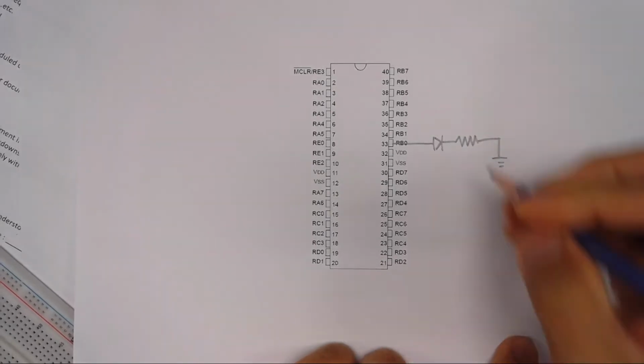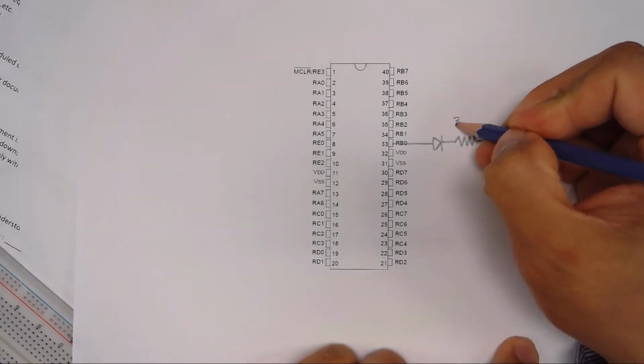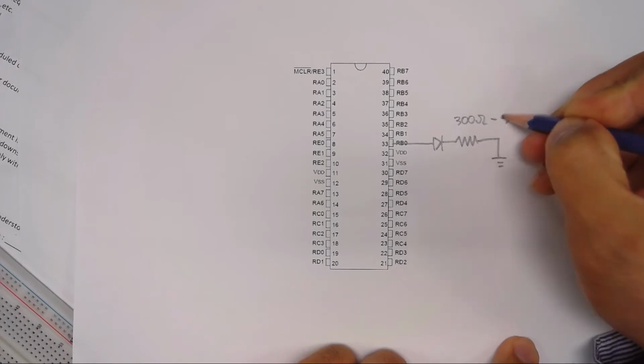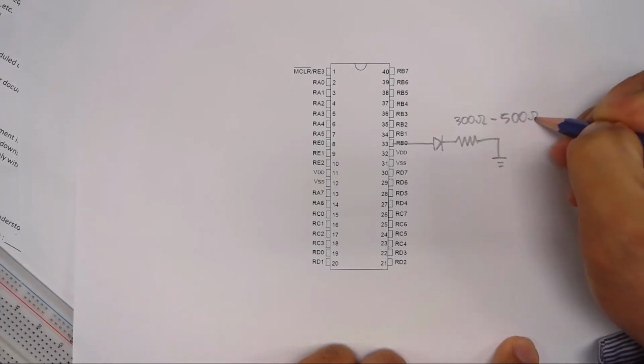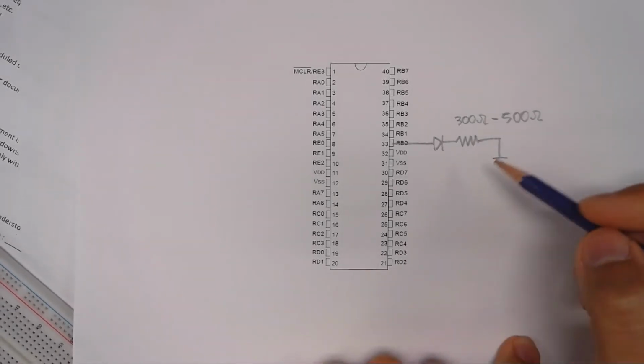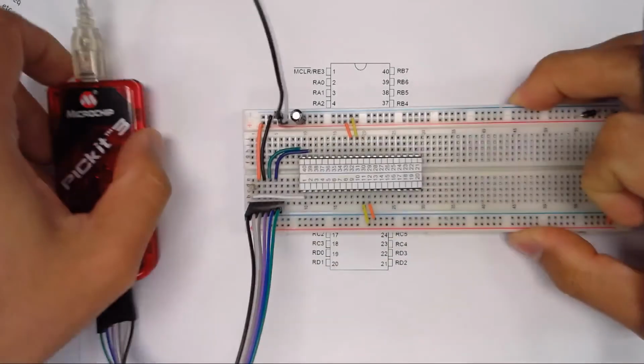Okay, and this resistor depends on the LED you have, so it can be anywhere from 300 ohm to 500 ohm. Okay, so there you go. This is our wiring diagram, and now let's connect an LED to your breadboard.